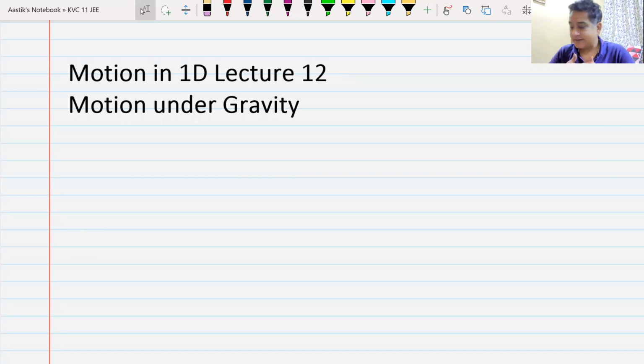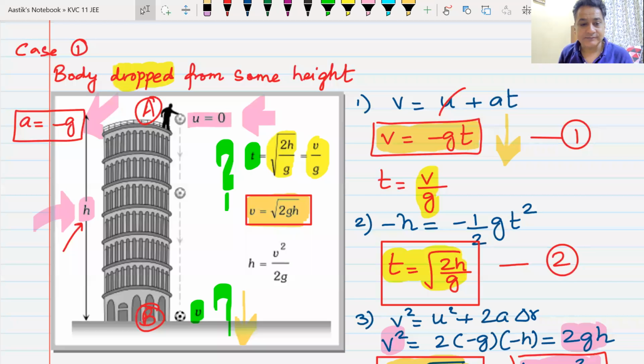Good morning, everyone, and this is lecture number 12, Motion Under Gravity. We were doing questions of motion under gravity, and last class we had discussed some questions where we had discussed what happens when a body is dropped from a height. Do you remember this? Yes or no? When the body is dropped from height, we had seen some equations, and we had seen how those equations can be used.